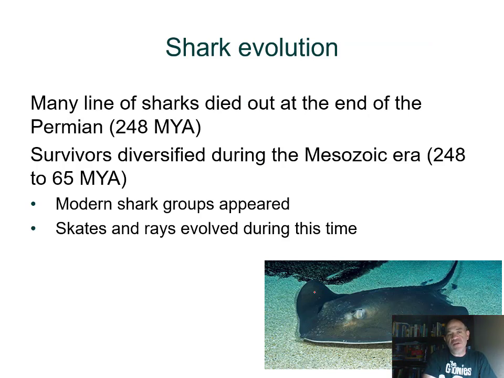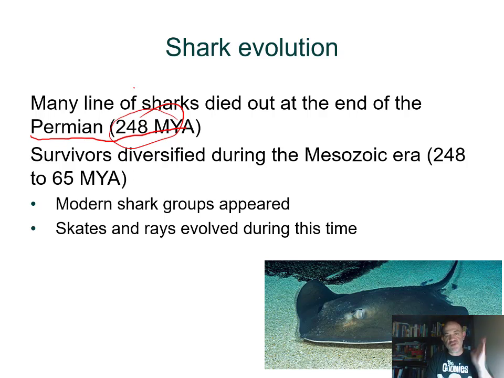Now, as far as shark evolution itself, there were a lot of different kinds of sharks in those oceans, and many of them died out. We mentioned the Permian extinction. Many died out at the end of the Permian, 248 million years ago, when there was that massive extinction. And it's associated with evidence that suggests there was massive volcanic activity on the planet, enough to cause climates to change and changes in the environments that a lot of these animals were living in.